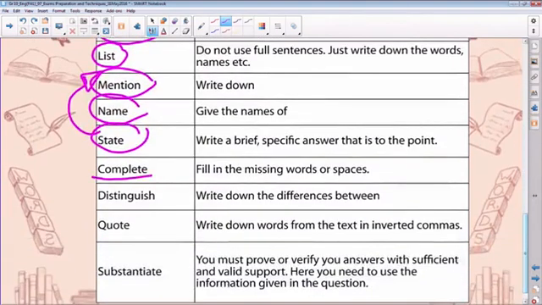Complete, that would be where you're filling in missing words or spaces. Distinguish always instructs you to look at the difference between things. Quote. Quote is when you go back to the text and you use inverted commas. And finally, substantiate. Substantiate is very, very important.